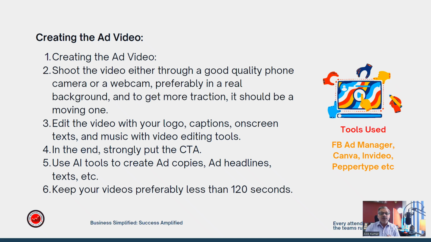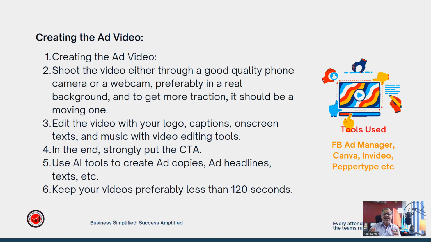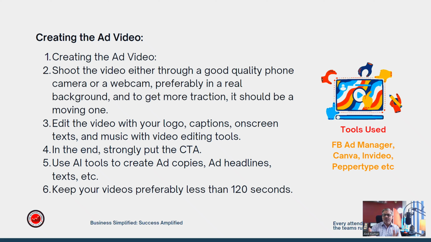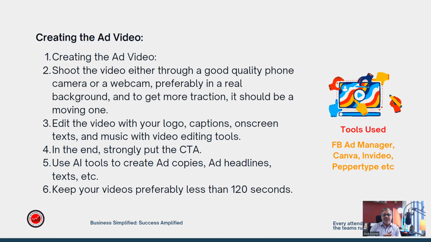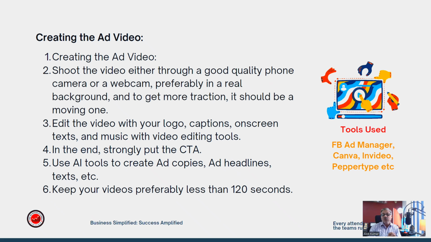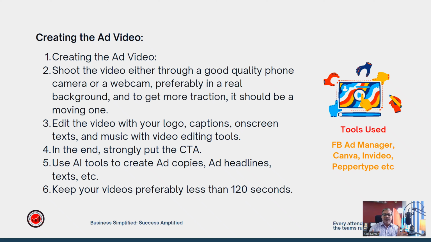Now, when you're creating an ad video, you'll have to create ad copies and headlines, and you can take some help from AI tools which are readily available. Even the free versions are there, you can use those. That will help in creating headlines which already have some keywords. That is how it is going to help you. And to keep your videos better and more penetrating in social media and the digital world, please try to create a video which is less than 120 seconds, less than 2 minutes, right? So this is all about creating an ad video.